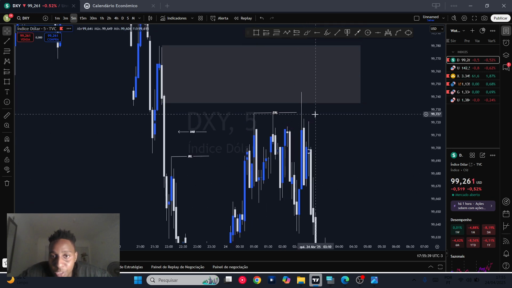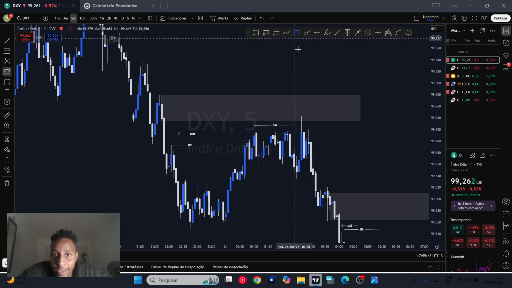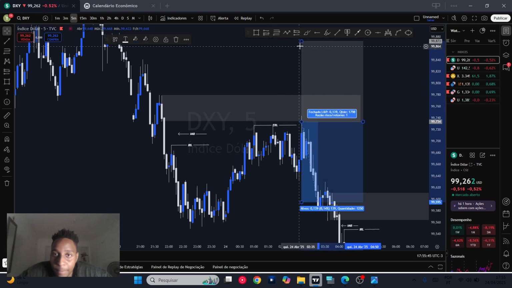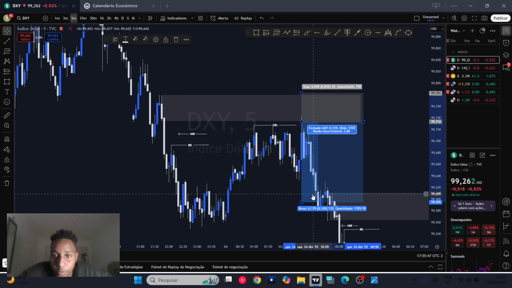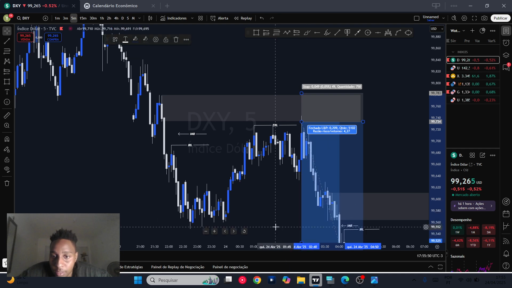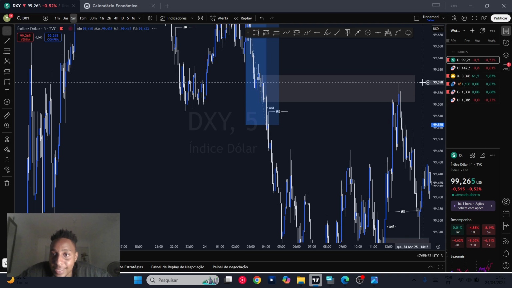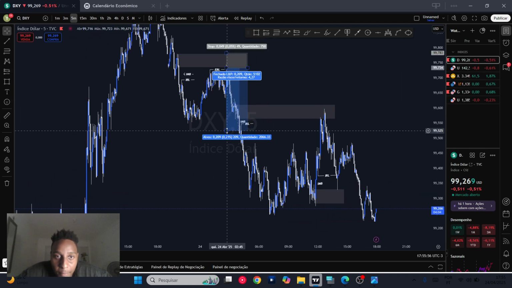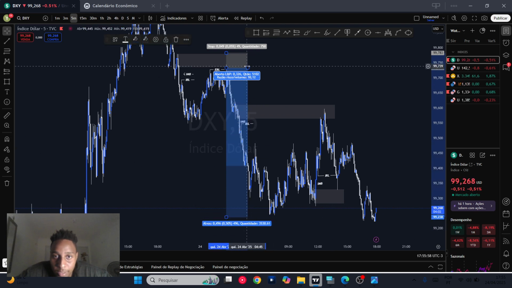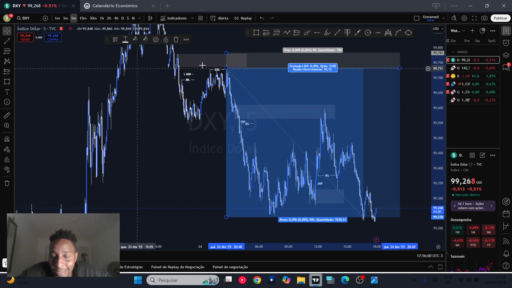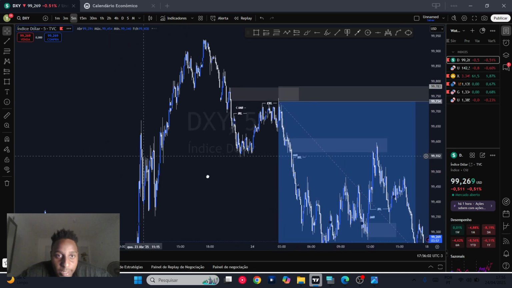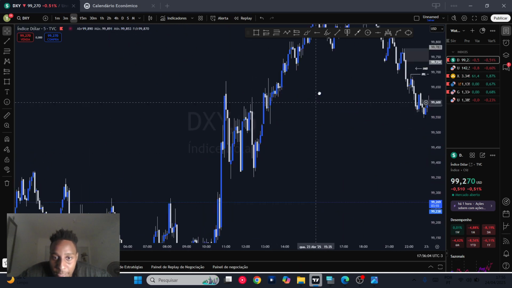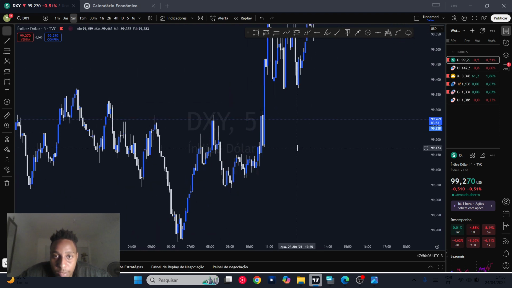And look at what happened at the ERL, the external range liquidity that was created in the retracement. The external range liquidity was taken perfectly, and then price dropped like 1,000 points. And then price just kept dropping and dropping until now. Obviously, let's check for another example of this type of liquidity.